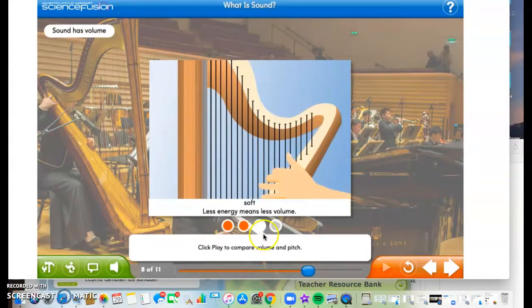Pitch and volume aren't the same thing. This is a low-pitched note. The string vibrates more slowly over a longer length. The musician can play it loud or soft, but the pitch doesn't change. This is a high-pitched note. The string vibrates more quickly over a shorter length. The musician can play it loud or soft, but the pitch doesn't change.